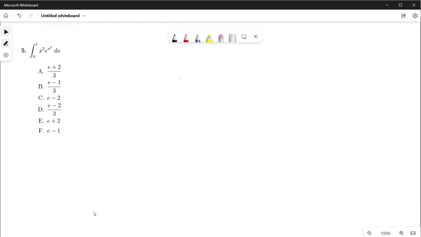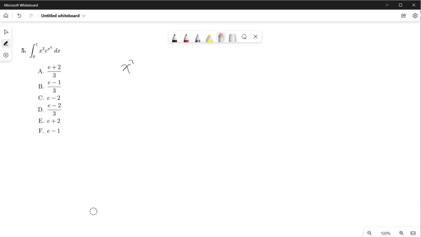For number 5, we have the integral from 0 to 1 of x squared e to the x cubed. So this is actually just a simple chain rule, because you can see that the x squared can just be part of the chain rule that comes from taking the derivative of e to the x cubed, which will be 3x squared e to the x cubed. So this is just a chain rule.